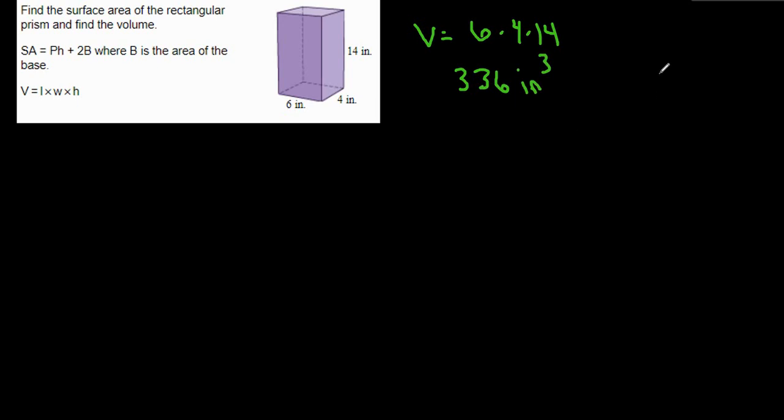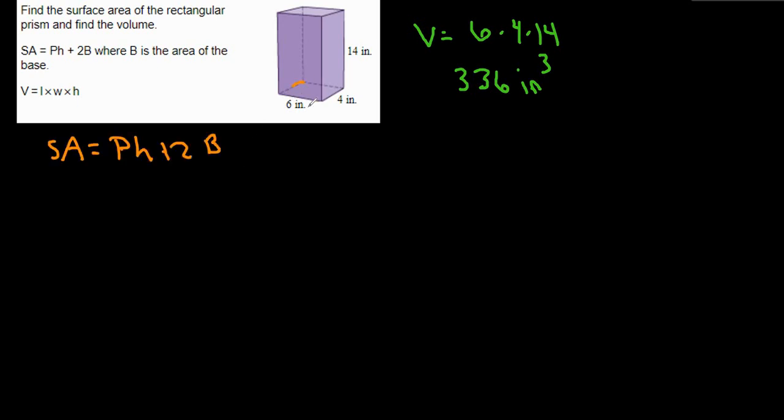Now we're going to find the surface area, and I'm going to use the formula. Note that if you didn't like the formula, you could find the area of each side. There's 6 sides of this, and then add it up, and that would be totally fine as well. You do have options, but I'm going to use the formula.